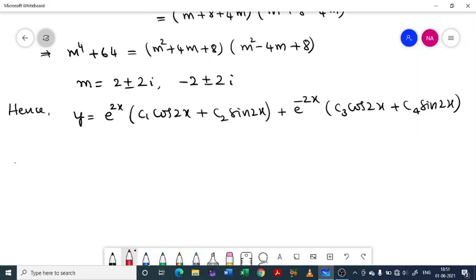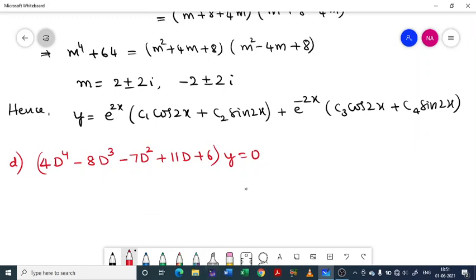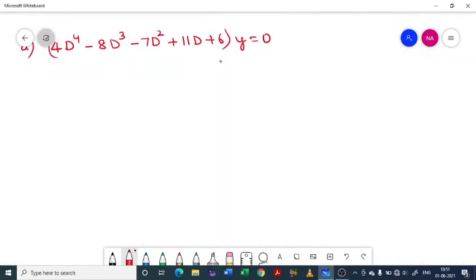Now come to D. So problem D, this is 4D power 4 minus 8D cube minus 7D square plus 11D plus 6 times of y equal to 0. This type of problem is important actually. So this is D. Now we need to solve this.